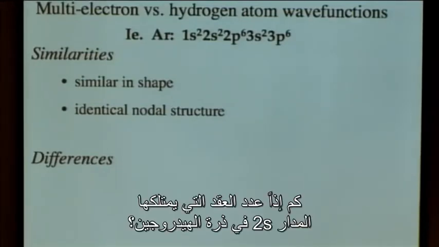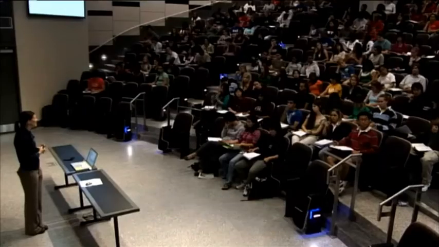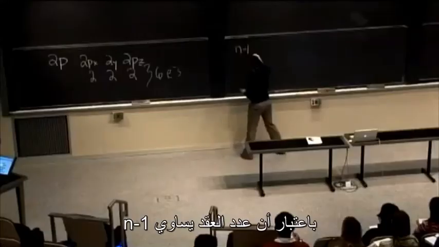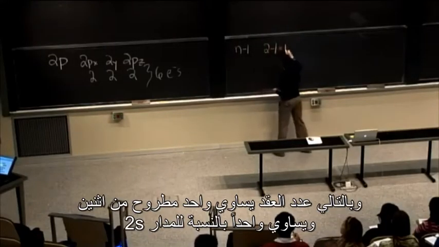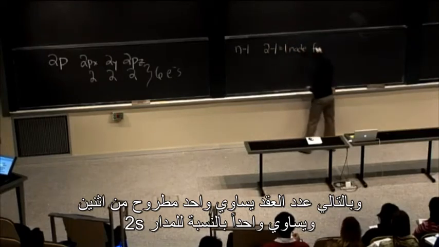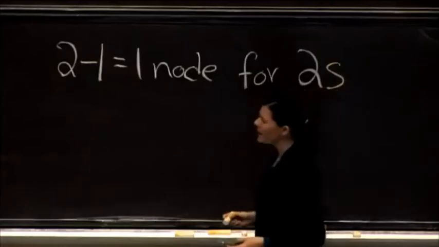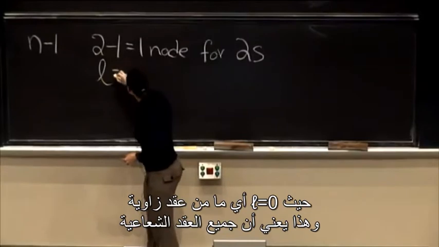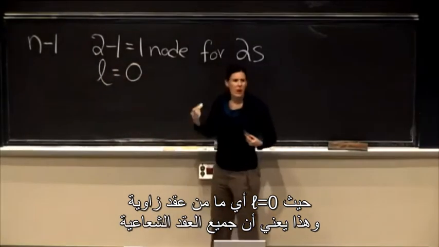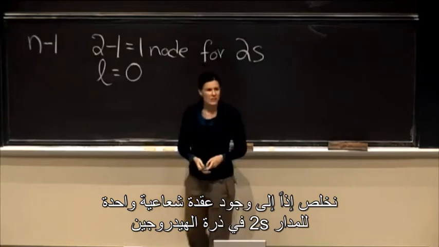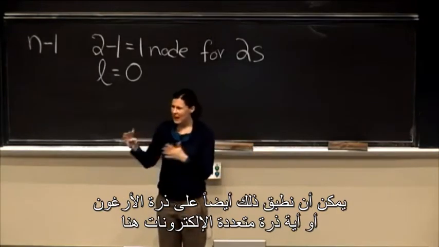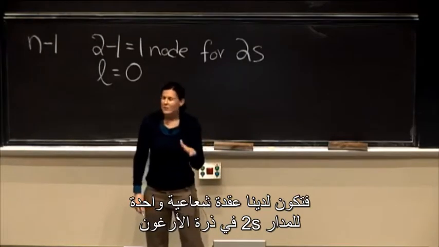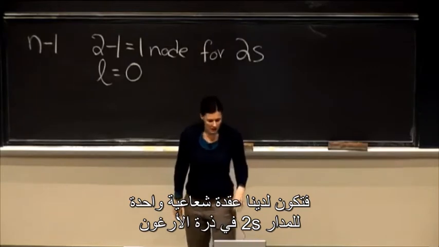So how many nodes does the 2s orbital for hydrogen have? It has one node, right? Because if we're talking about nodes, it's just n minus 1 is total nodes. So we would just say 2 minus 1 equals 1 node for the 2s orbital. And how many of those nodes are angular nodes? Zero. l equals 0, so we have 0 angular nodes. That means that they're all radial nodes. So what we end up with is one radial node for the 2s orbital of hydrogen, and we can apply that for argon or any other multi-electron atom here. We also have one radial node for the 2s orbital of argon.